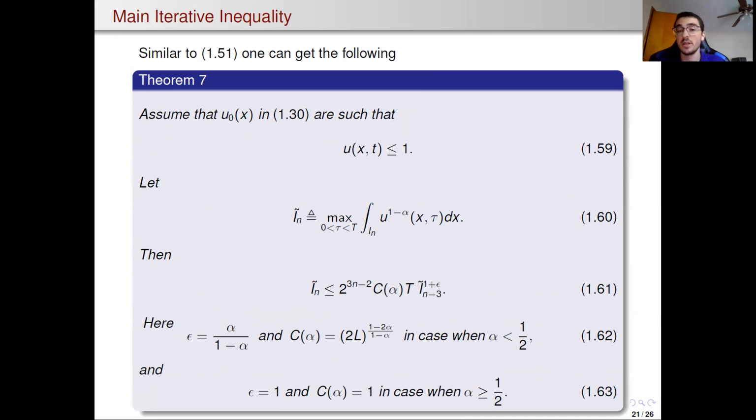Then if we let I_n tilde equal the maximum from 0 to t of tau of the integral over I_n of u^(1-alpha)(x,tau) dx, then I_n tilde is less than or equal to 2^(3n-2) times c(alpha) times t times I_(n-3) tilde to the 1 plus epsilon power. And here we're going to have two cases where epsilon equals alpha over 1 minus alpha and c(alpha) equals 2L to the (1-2alpha)/(1-alpha) when alpha is less than 1/2 but greater than 0, and then epsilon equals 1, which equals c(alpha) when alpha is greater than or equal to 1/2.